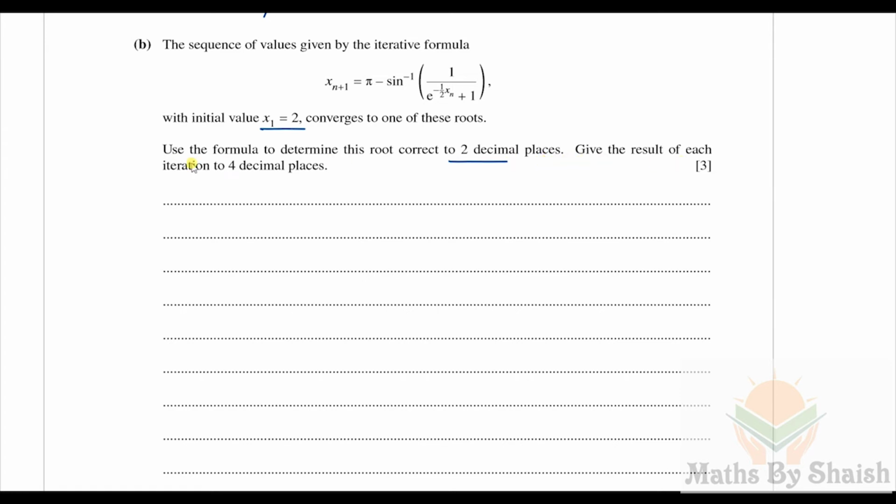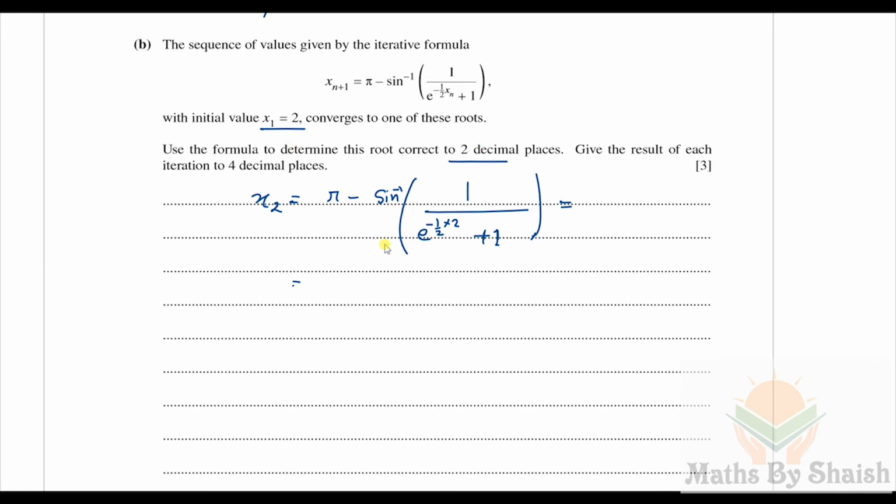So it is an iterative formula and it is given that it is going to converge. So we are going to use the calculator and find the different values. We have x1 as 2, so we can calculate x2 as pi minus sine inverse of 1 over e raised to the power 1 by 2 times x1, and x1 is 2 here, plus 1, and we will be calculating it from the calculator directly for each step. We'll first of all store the value of answer as 2 as the initial value, and then we'll write the whole thing in the calculator so that next time we don't have to write the value again and again.